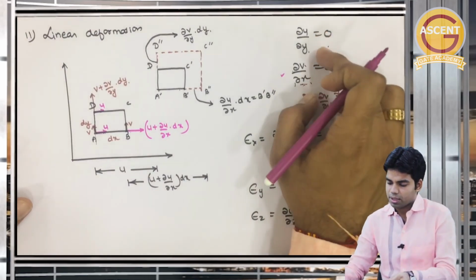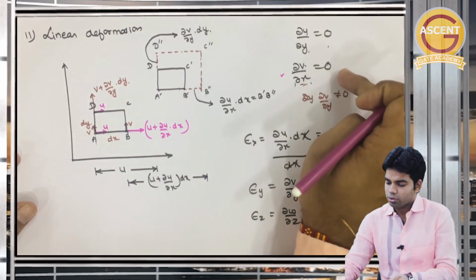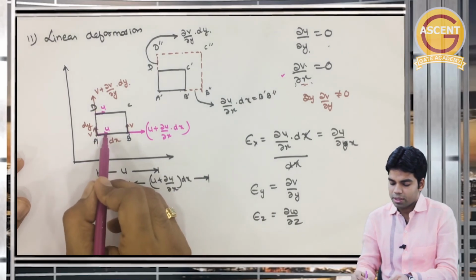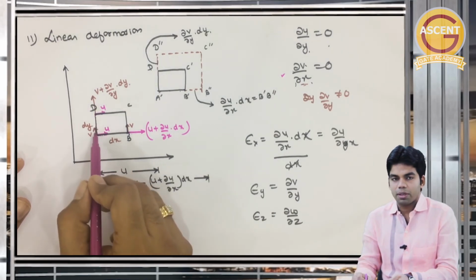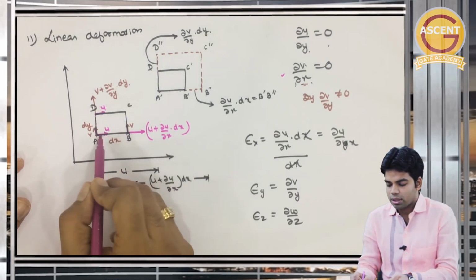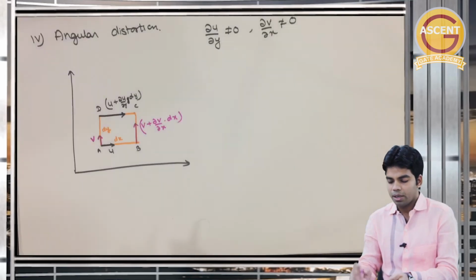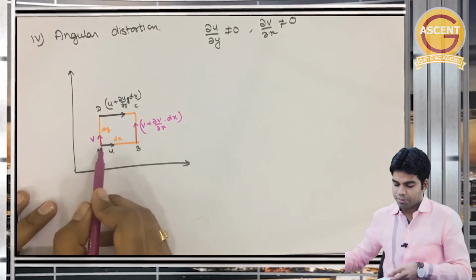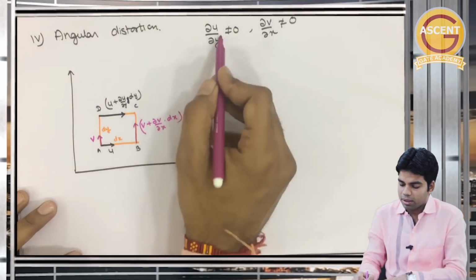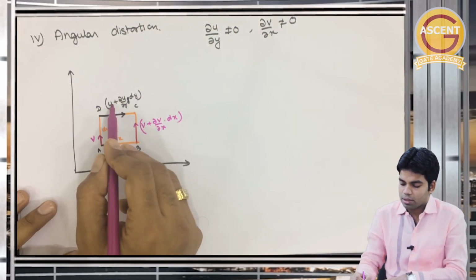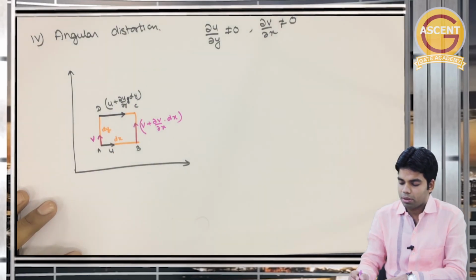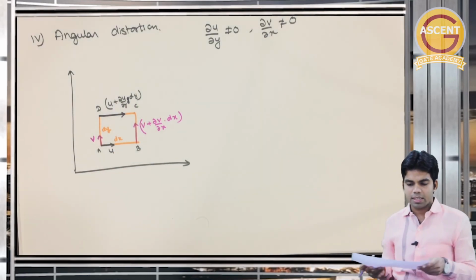What happened in the previous case? Del u by del y was equal to 0 and del v by del x was equal to 0. That means u was not changing with respect to the y axis, and v was not changing with respect to the x axis, so the velocity at both the points was the same. Here we have a different case. The velocity is u, but it is changing with respect to the y axis, so here the velocity will be u plus del u by del y into dy. Getting this case or not?